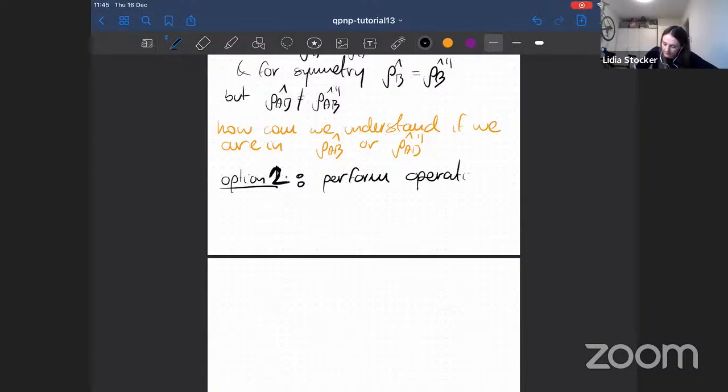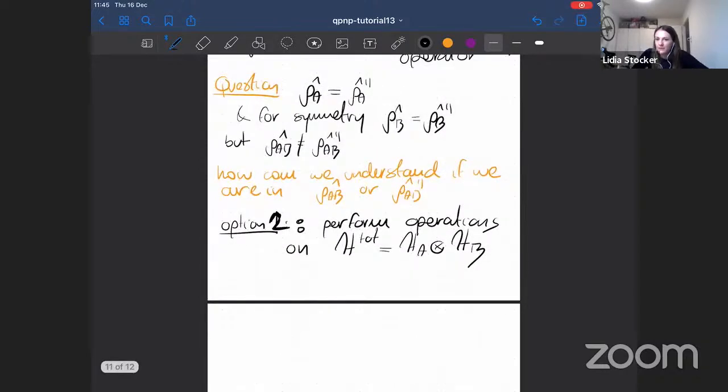operations on H total, so the whole Hilbert space, which is composed like this. And then you just make measurements. You can measure the probability of finding one state or the other, and you calculate it. And this is, for example, in the Bell basis.